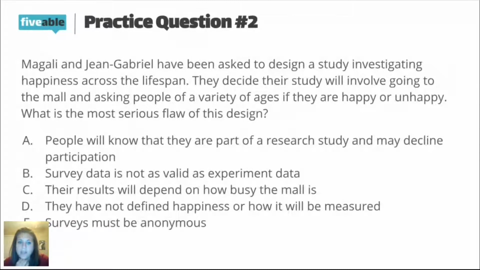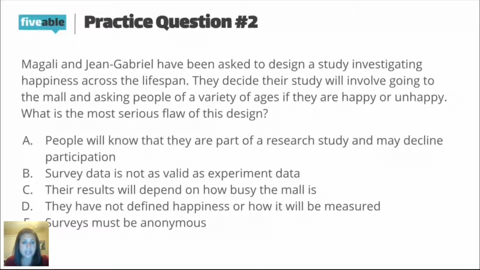And so the answer is D, because we haven't operationally defined happiness. Operational definitions are just really thorough ways that we describe what we're measuring, because happiness is this vague term, right? Happiness to me might mean something really different to you. So if I don't have a scale or a specific way to measure happiness, just asking people if they're happy or unhappy really won't give me very valid results.